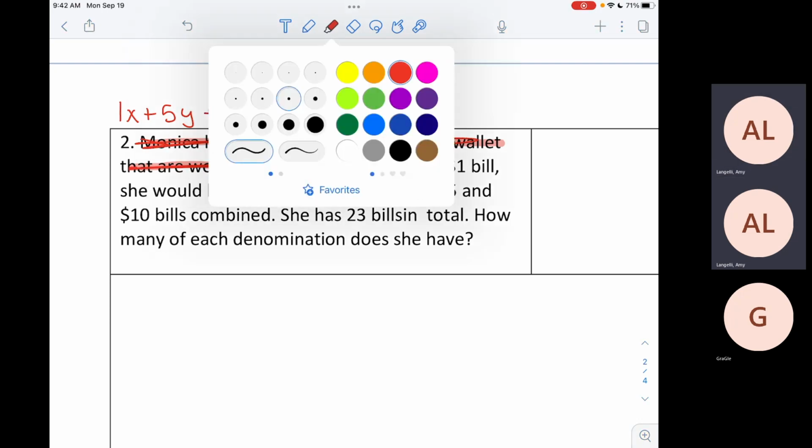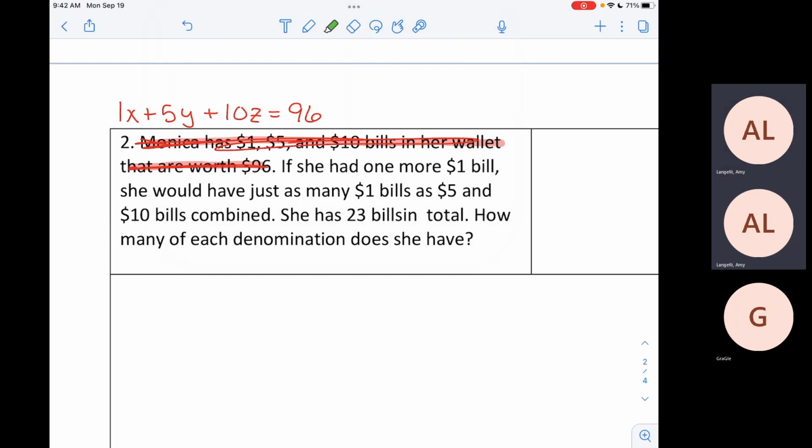Let's try the green equation. She had one more $1 bill. We did not define X and Y, just so you guys know, based on what you just read to me. You're telling me $1 bills are your X's, the number of $5 bills is your Y, and the number of $10 bills is your Z's, just so you know.